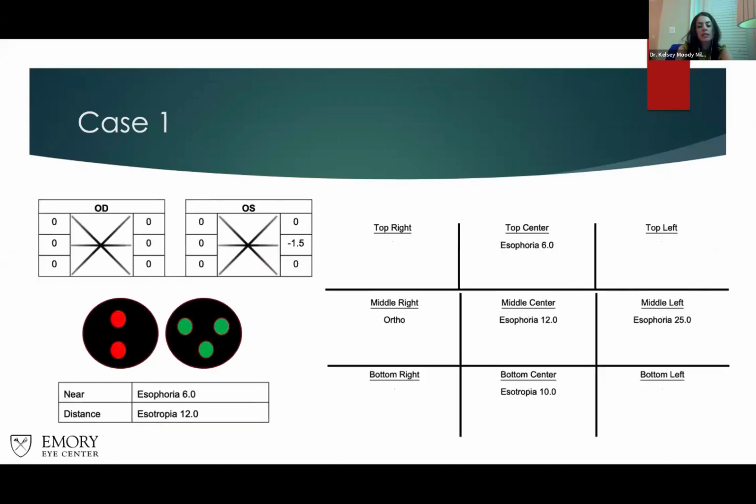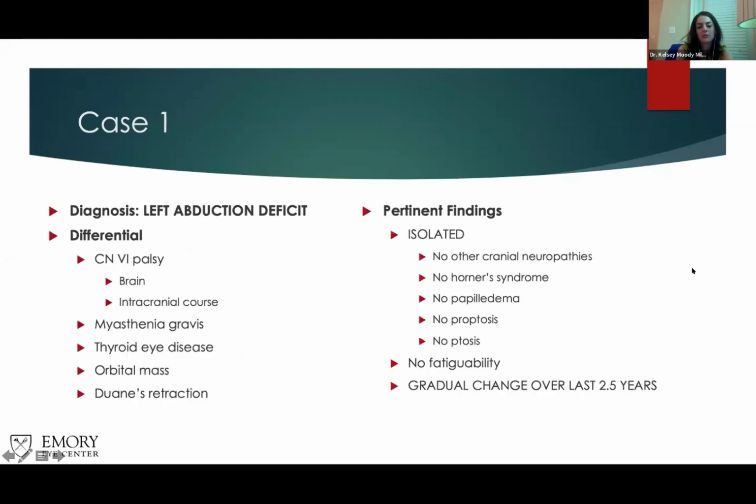However, when you look at his extraocular motility, he has a mild left abduction deficit. When you present the Worth 4 dot, he has diplopia. He sees 5 dots total, 2 red and 3 green. When you do his cover test at distance and near with his glasses on, he has a 12 esotropia at distance and a 6 esophoria at near. And then you take his glasses off, you do cover test in multiple positions of gaze. And you can see that he has this 12, again, I'm doing alternating, that's why I'm saying esophoria, 12 esophoria that goes away when he looks to the right and then increases to 25 when he looks to the left.